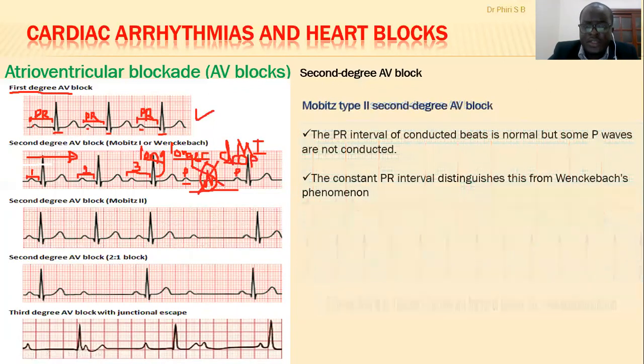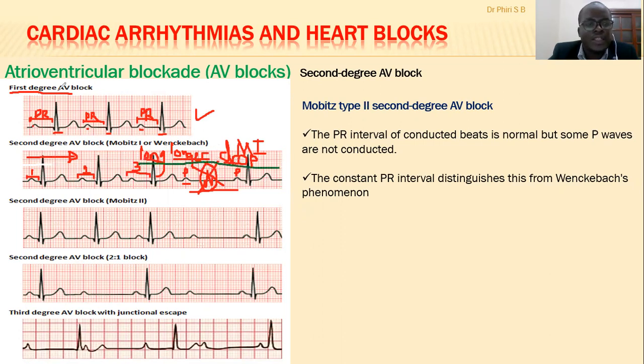To proceed, let's look at Mobitz type 2, second degree AV block. So let me just get back my pencil. Okay, so we said in second degree type 1, Mobitz type 1 or Wenckebach, there's progressive prolongation of PR interval. Then you have a drop in QRS complex. So you can remember by saying longer, drop.